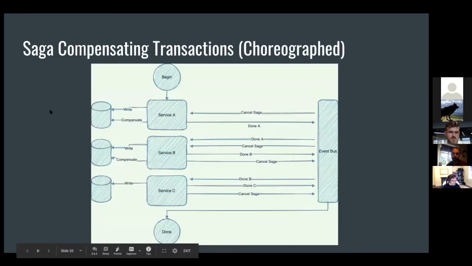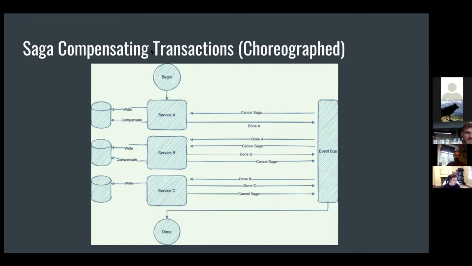So here's a choreographed version of compensating transactions. You see service A here, it does its write, and then it says, I'm done. Then it goes to B, and B says, oh, I've got A done, right, do it. Now, if service B fails, it can cancel Saga, and service A will get the cancel Saga notification and write a compensating transaction. And the same thing can happen with C. C can say cancel Saga, and B and A both get that, and they both write their compensating transaction.